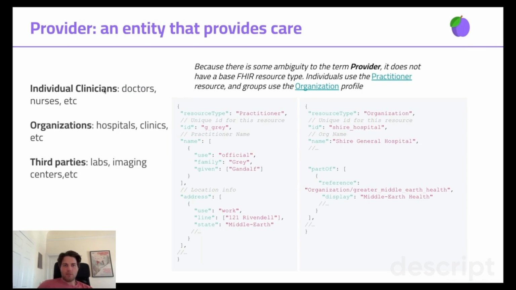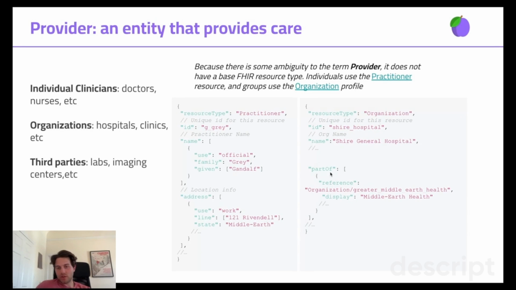Next, I want to talk about the provider. So there's some ambiguity in the term provider. It can refer to a single practitioner, like a doctor, or an organization like a hospital and clinic, or even a third party, like a lab or imaging center. In FHIR, you might use a practitioner resource to represent that singular doctor, or you would use an organization resource to represent a group. Now, one thing to point out here is that the way that these FHIR resources relate to one another is through references.